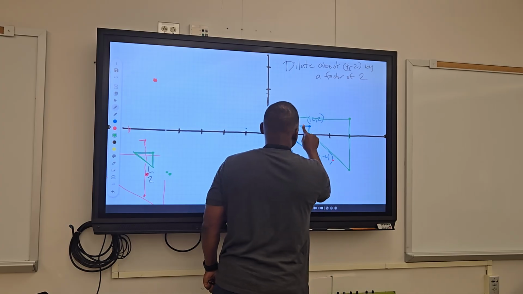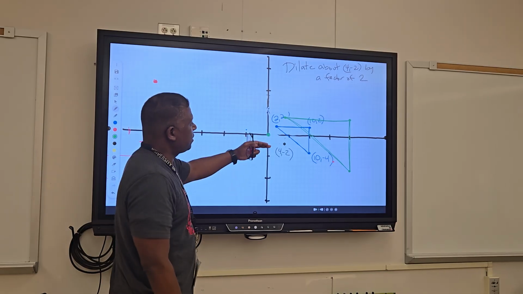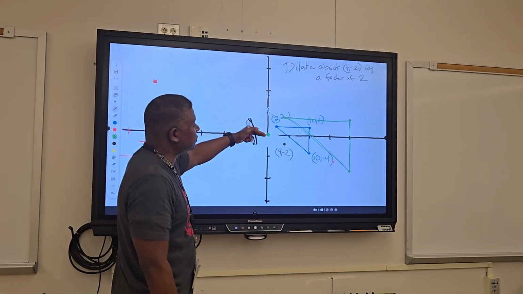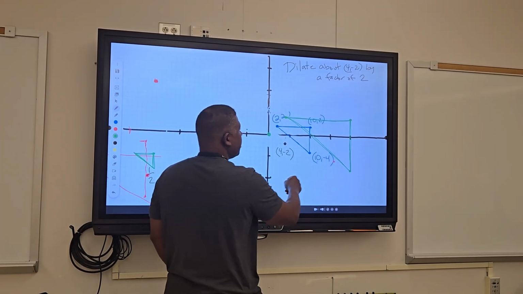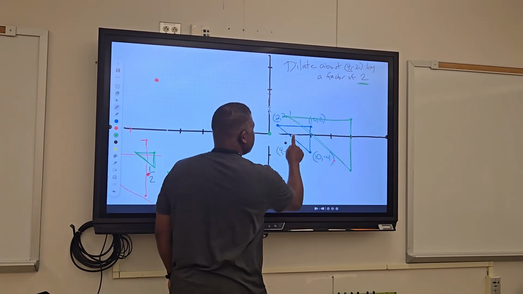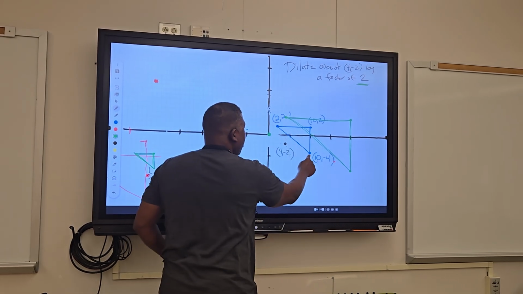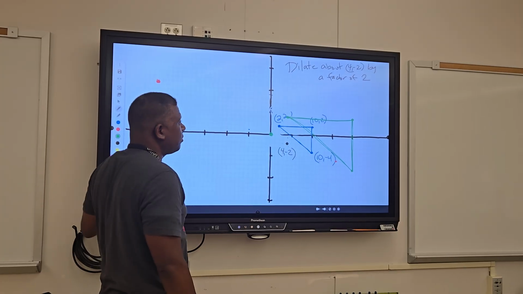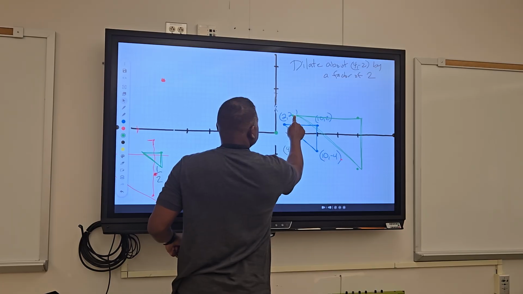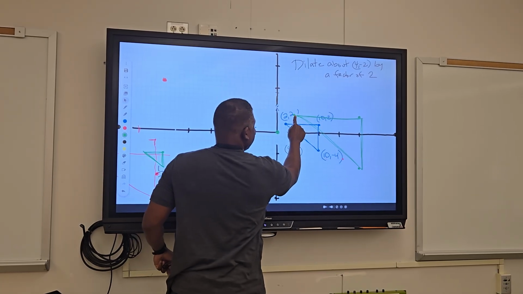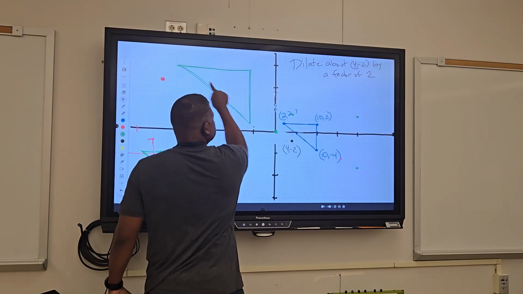Now, anytime I dilate, my new shape is going to be a different size from my original shape. If the factor is 2, then my new shape is going to be twice the length, twice the height. All my line segments are going to be double because the dilation factor is 2. So I'm going to move this triangle over here. So anyway, this blue triangle dilated from the origin is going to be over here.